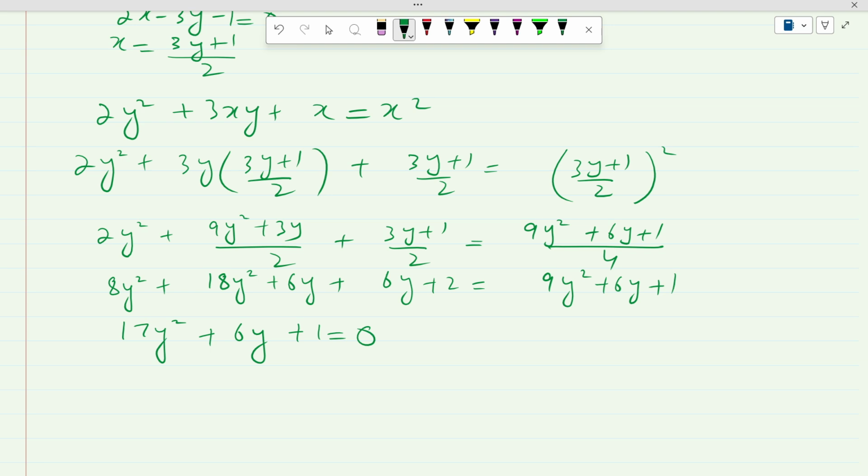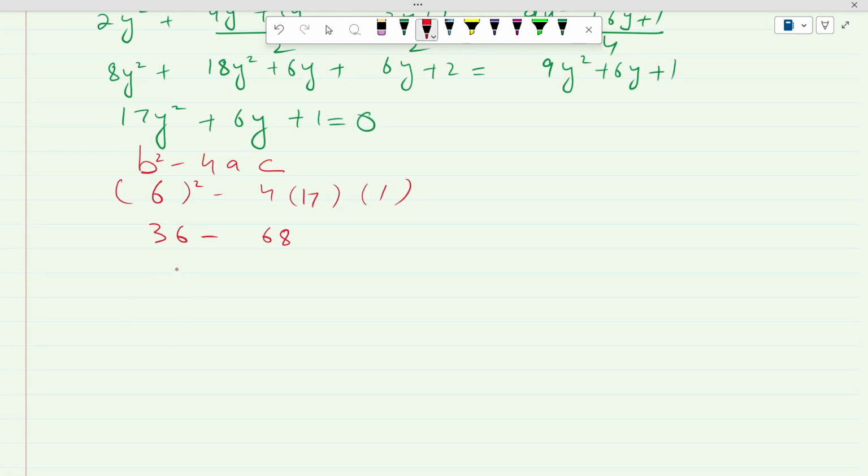Now we have to prove that this equation does not have any real root. Very easy. As it is a quadratic equation, we can apply the nature of roots concept. Discriminant b squared minus 4ac. Let's find out b squared minus 4ac. If it is negative, that would show that it does not have any real roots. 17 fours are 68. So as a result, we have negative 32, that is less than 0. It means no real roots for this quadratic expression.